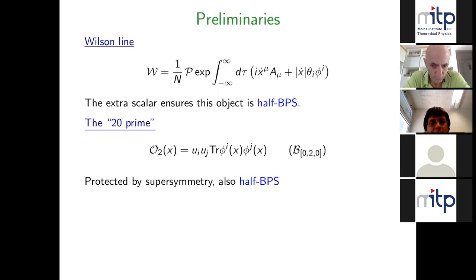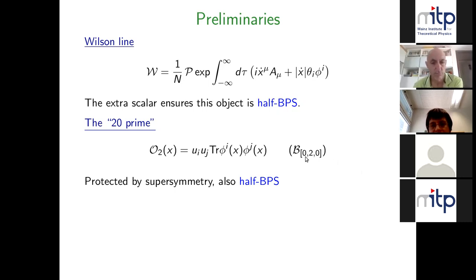And our chiral primaries, where in this talk we're just going to look at phi squared. Sometimes people call this the 20 prime, because the symmetric traceless representation of SO(6) with two indices has dimension 20. So I would call it also the 20 prime.